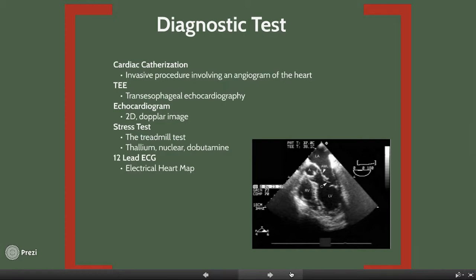The echocardiogram, or the 2D Doppler image, can be done at bedside. A stress test. There are many types of stress tests out there, but most commonly you'll hear that the patient is undergoing a treadmill test. A 12-lead EKG is like an electrical map of the heart. The leads look at all different angles of the heart, and you're able to determine where there might have been some cardiac muscle death during a heart attack.